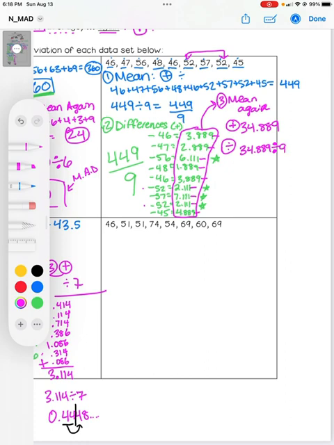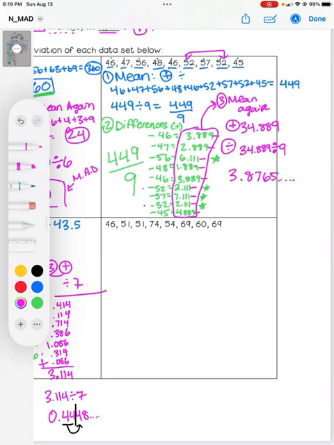Fun fact, in Texas, we're supposed to be able to do this for up to 10 data points. So if you feel pretty confident with this, when we have 9 points, I'm pretty sure you're good to go on this front. My pen turned off. Alright, the quotient of 34.889 divided by 9 is 3.8765, and the 5 repeats.